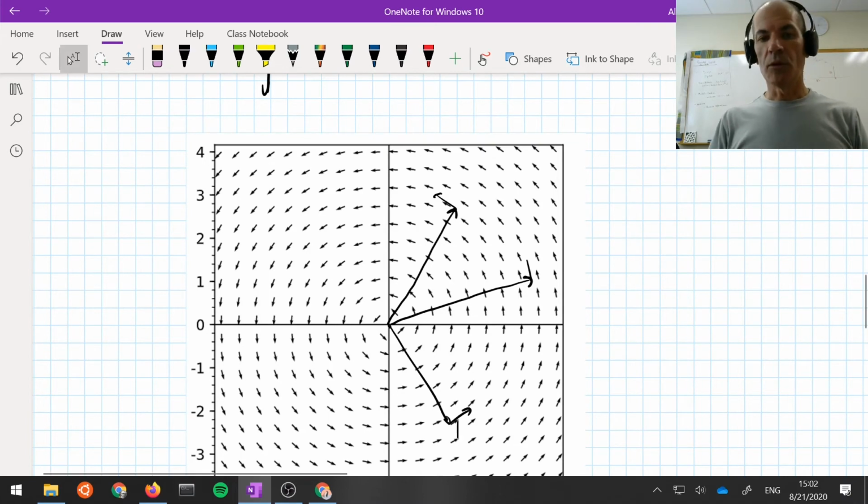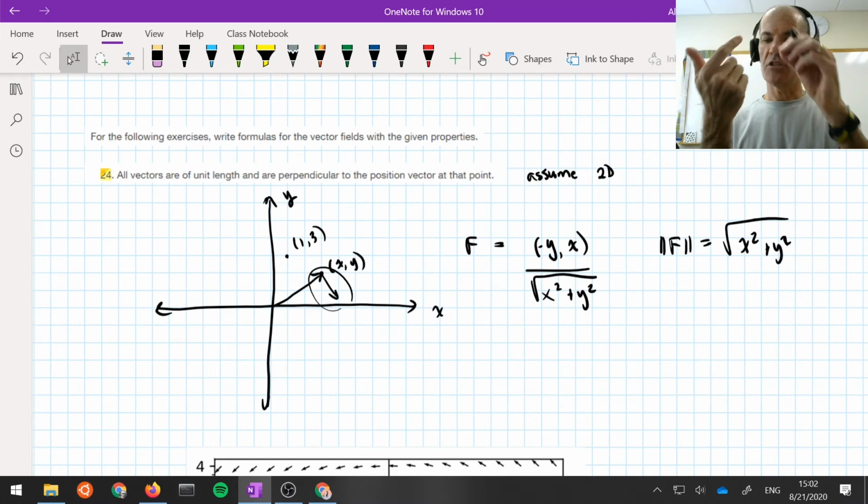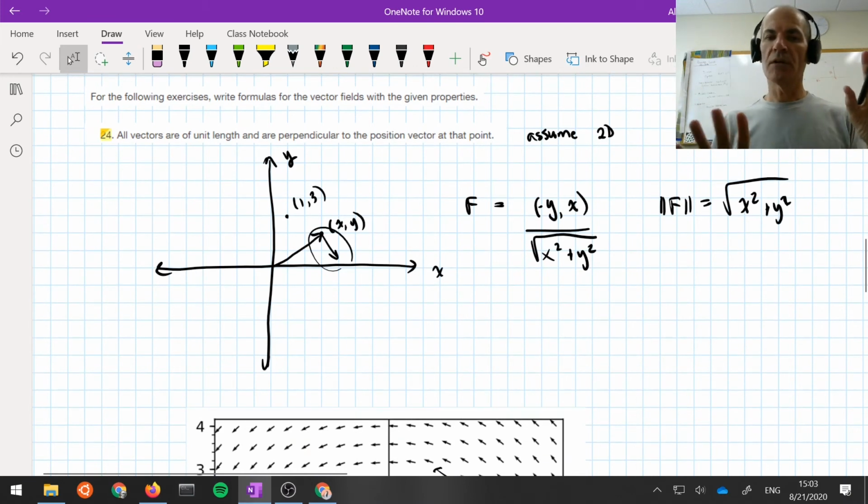So we've done what was asked, right? All the vectors are of unit length and they're all perpendicular to the position vector. How did we do this? We started out with the position vector x, y. We found a perpendicular vector, y, x, and changed the sign on the y. And then we normalized by dividing by the magnitude. All the things that you learned about vectors way back when, they're all still in play here. It's just now we've got variables kicking around instead of constants.